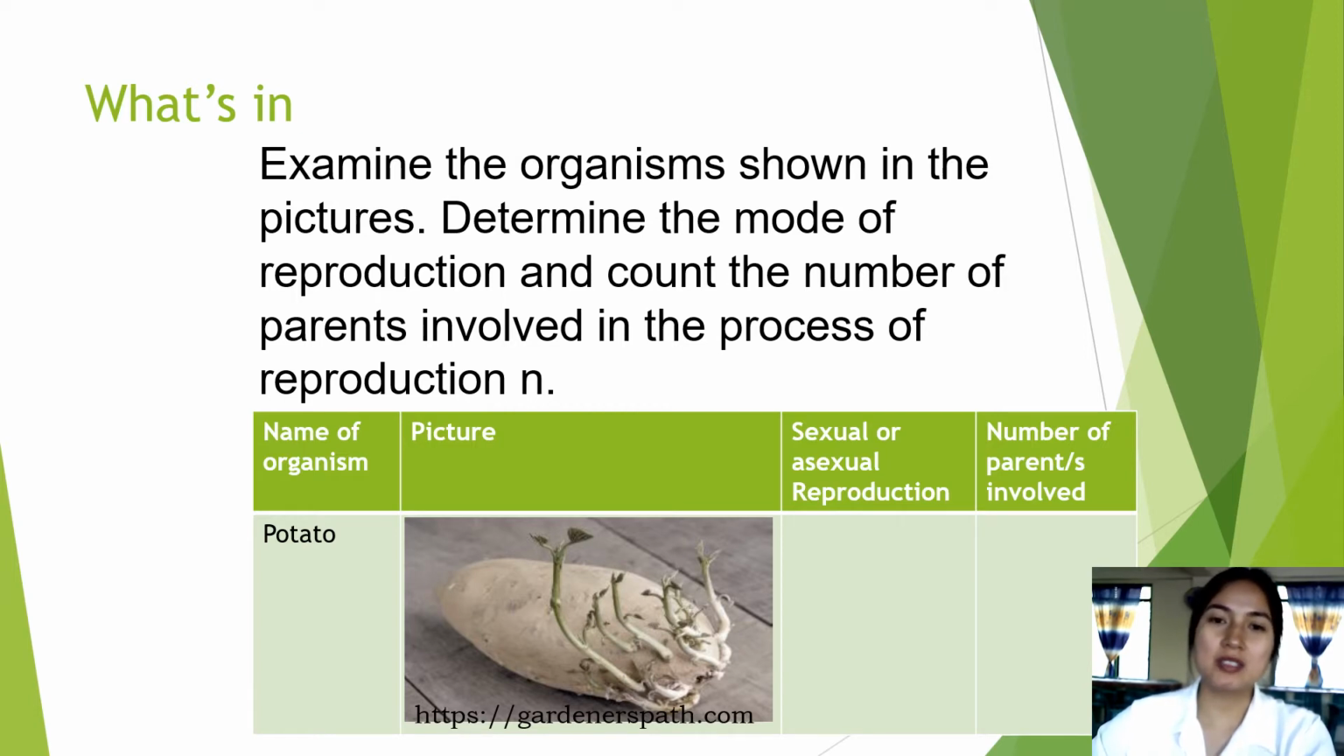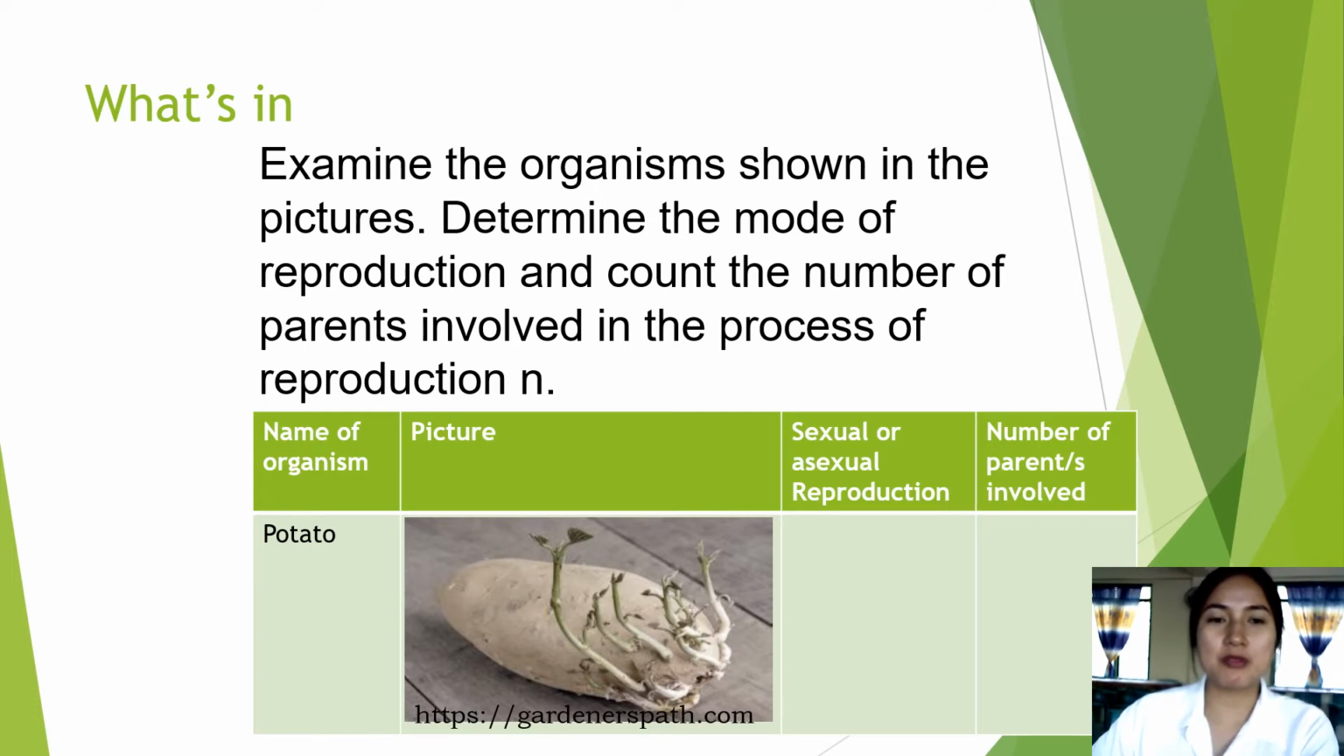In your previous lesson, you have learned that life continues in every living organism through the process of reproduction. Organisms can reproduce either sexually or asexually. To check what you have learned, let's answer the following activity, what's in. Examine the organisms shown in the picture. Determine the mode of reproduction and count the number of parents involved in the process of reproduction. You may use your pad paper for your answer.